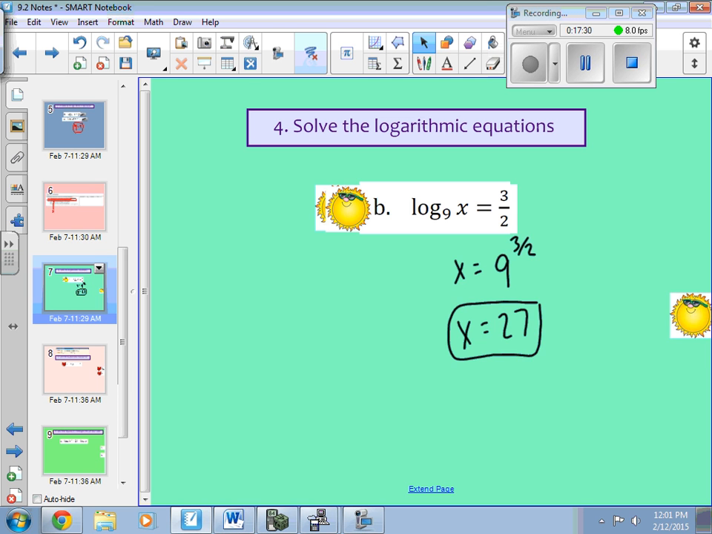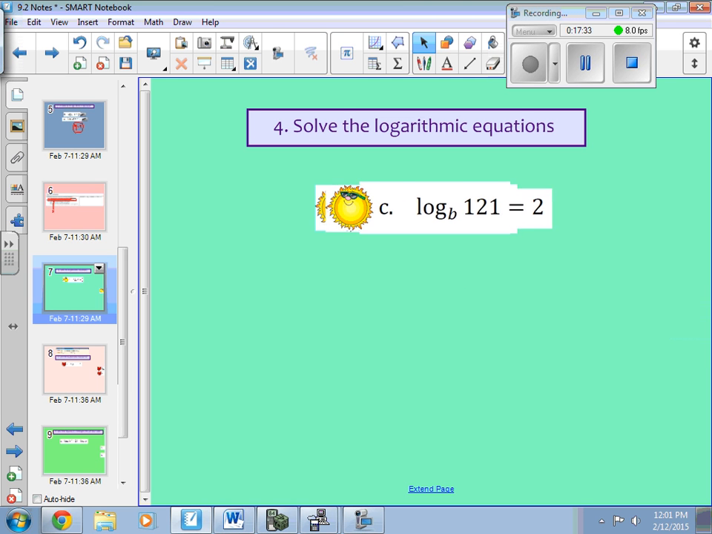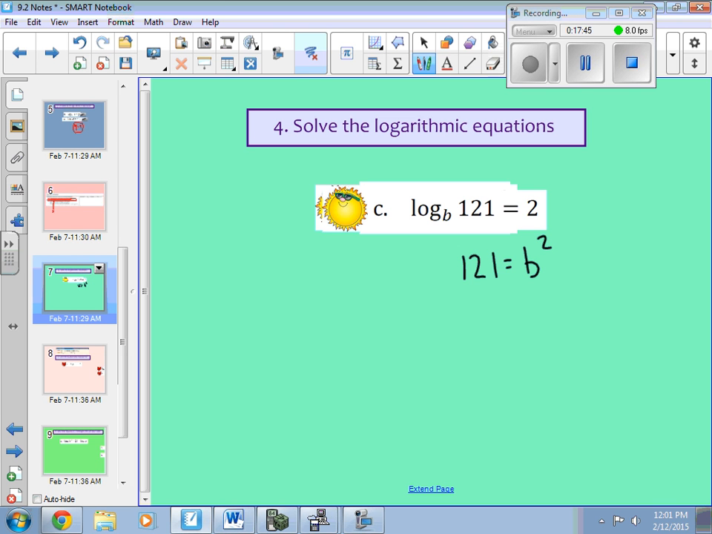All right, let's check it out, see how you did on C here. On C, they want you to do this. Again, you're not going to be able to type this in because there's a variable over here. If you change to exponential form, you get 121 equals our base to our power of 2. Now to solve this one we can't just type in either, but we should be able to solve this. If b squared equals 121, we know that we can undo a power of 2 by taking the square root. So b would equal the square root of 121, which means b equals 11. Square root of 121 is 11.